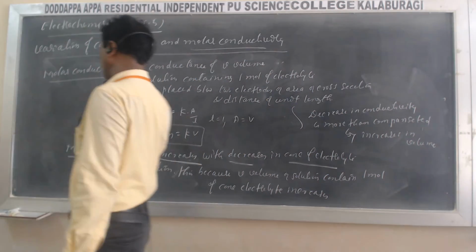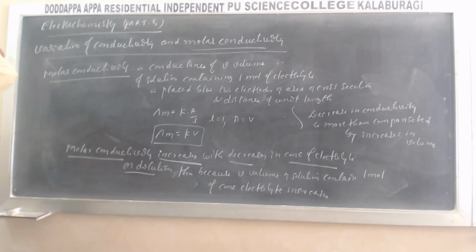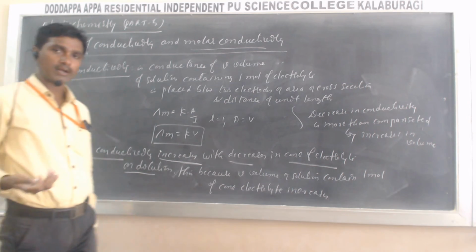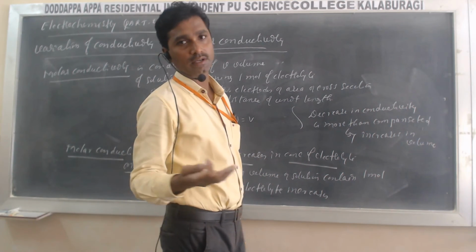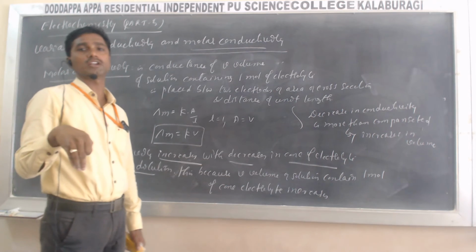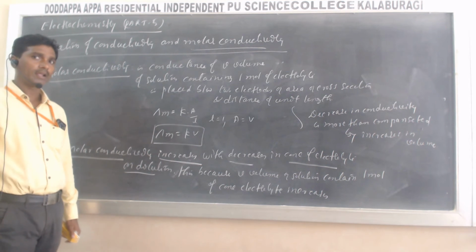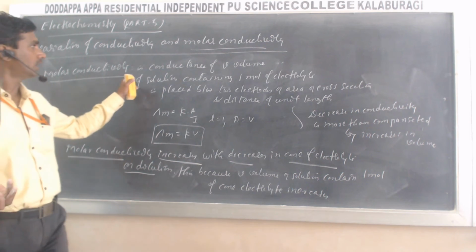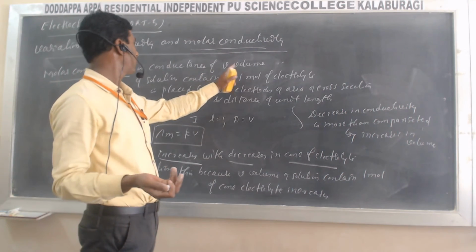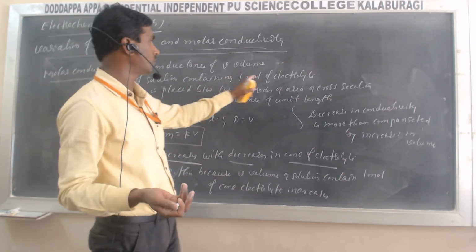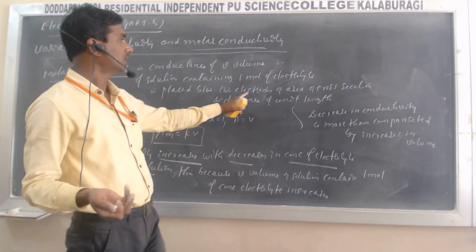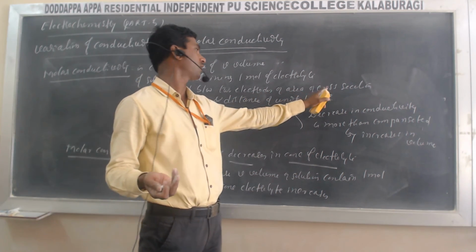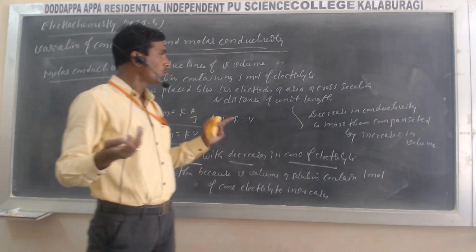So this is called molar conductivity. In the examination, a very important question: what is molar conductivity? Molar conductivity is defined as the conductance of all ions produced from 1 mole of electrolyte at a given concentration. Otherwise, molar conductivity is the conductance of the volume V of solution containing 1 mole of electrolyte placed between 2 electrodes of unit area of cross section and at a distance of 1 unit length.